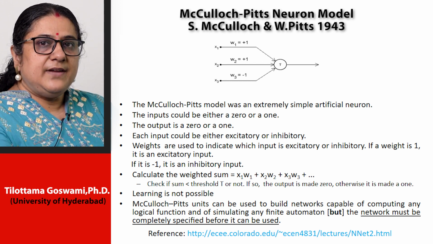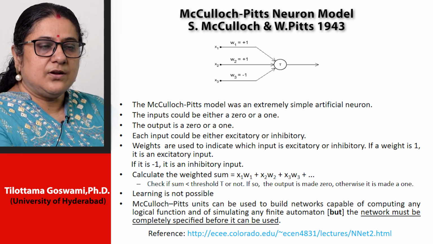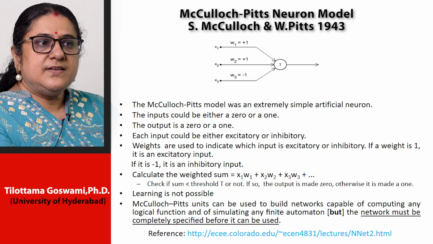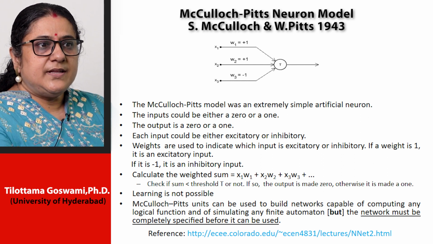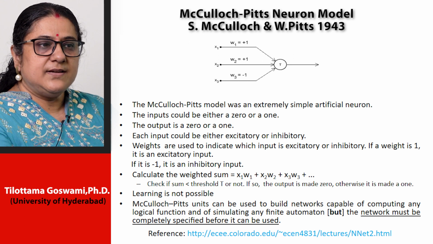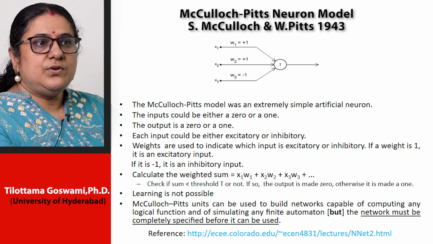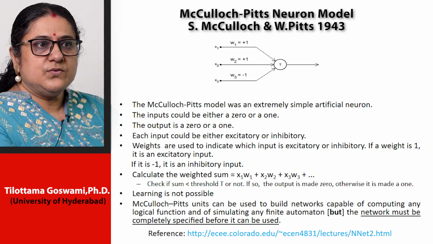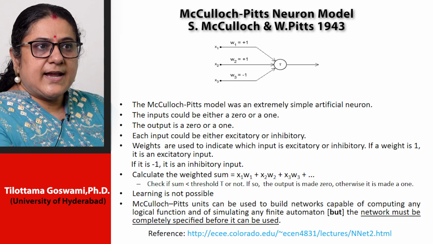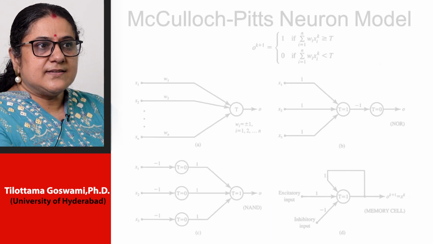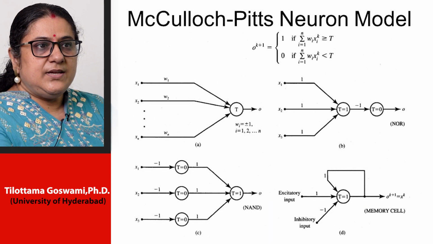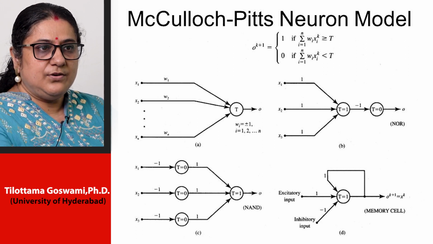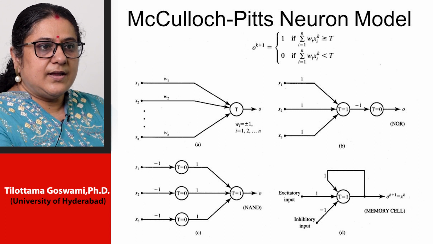We calculate the weighted sum, the summation of xi wi, and if the sum is less than the threshold, then the output is 0, otherwise it is made 1. There is no learning possible in it. It is used for gates like AND and NAND, to learn the gates. We can see x1, x2, x3, up to xn, each connected to this neuron using the weights w1, w2, up to wn. Similarly for the NOR gate and NAND gate.